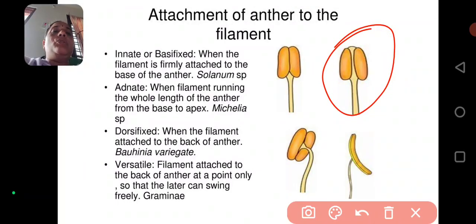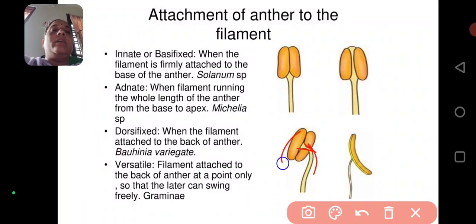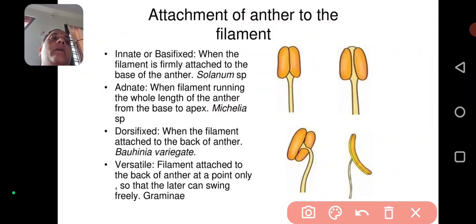Next one is dorsifixed. Dorsifixed means when the filament is attached to the back of the anther. This is the anther. This is the back part of the anther. This is the front part of the anther. So at the back part of the anther, the filament is firmly attached. Okay, that is called as dorsifixed. Example is Bauhinia variegata.